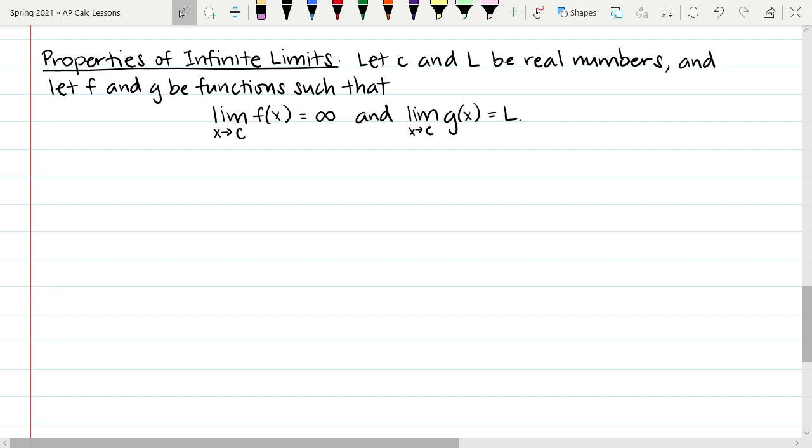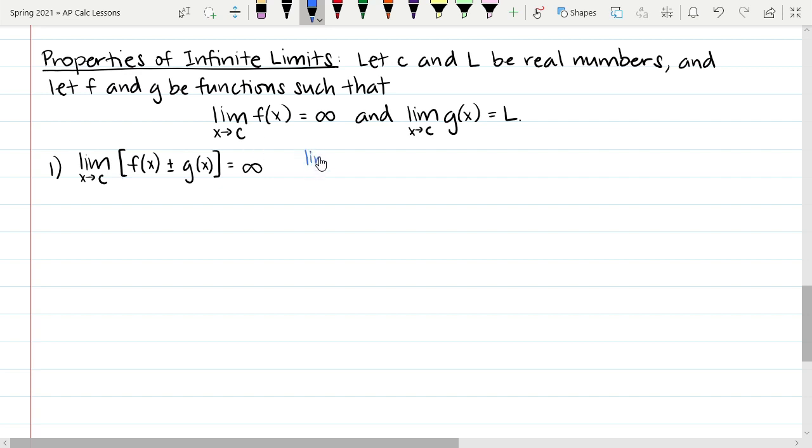So the first one looks like this. We have the limit of f of x plus or minus g of x as x approaches c. Well, that's going to actually be infinity. And let's think about why that is. So last week you learned that if I have the limit of a sum or a difference of two functions, that's going to be the sum or the difference of their individual limits.